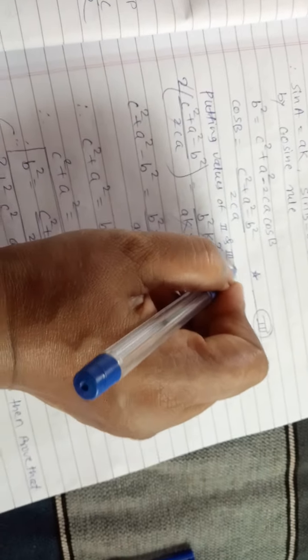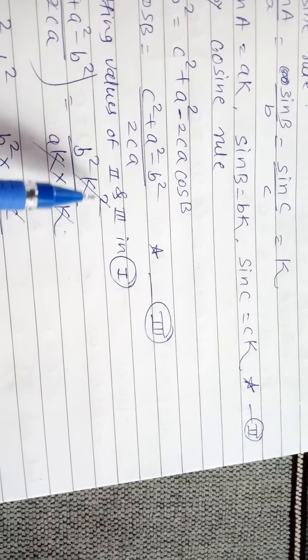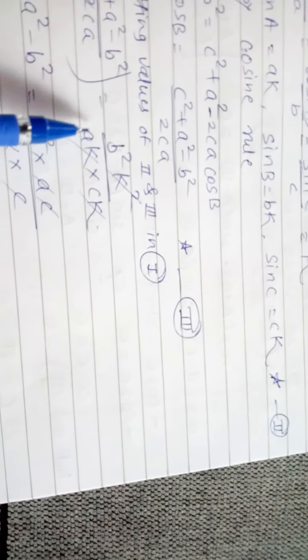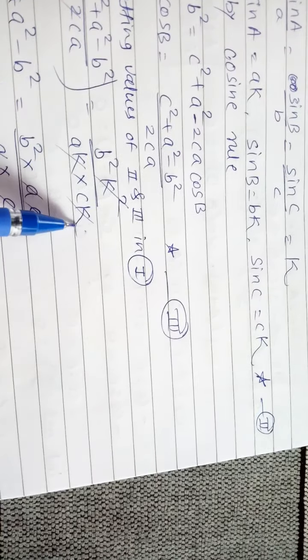2 cos b is equals to sin square b upon sin a into sin c. So see here, 2 is as it is. We're going to put down the value of cos b. So cos b is this one, is equals to sin square b. So what is the value of sin b? See here is the sin square b. So the value of sin b is bk. So we have to write this in the square form: b square k square upon sin a into sin c. Sin a is ak and sin c is ck.